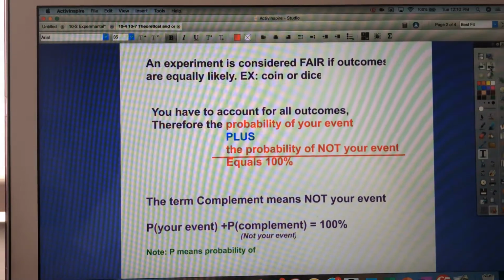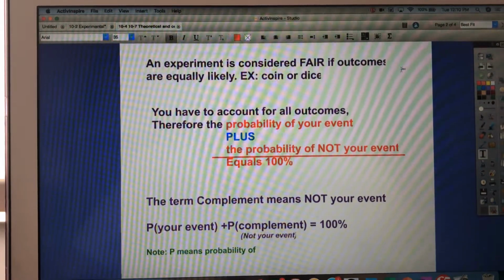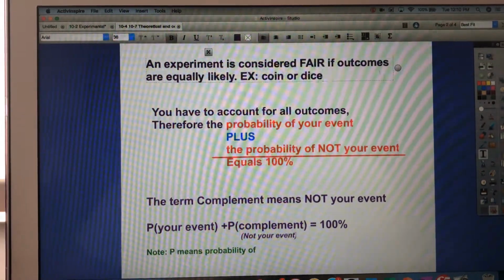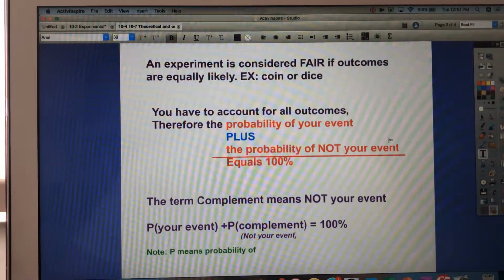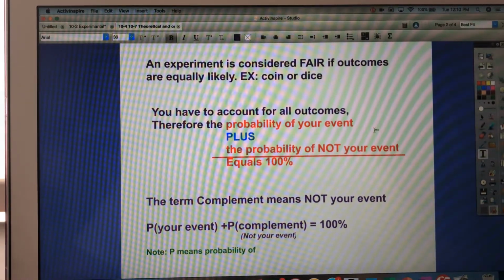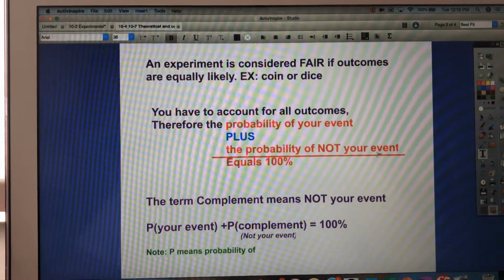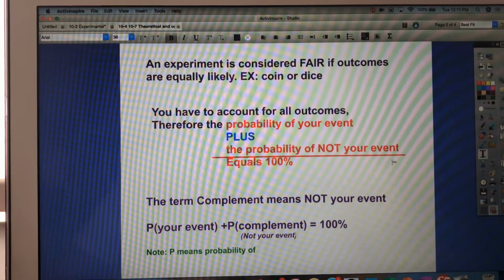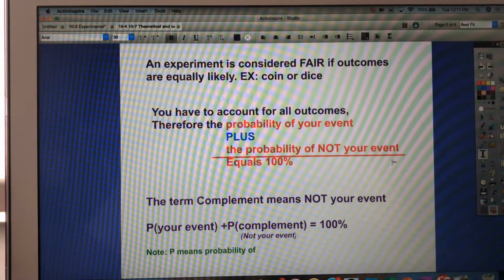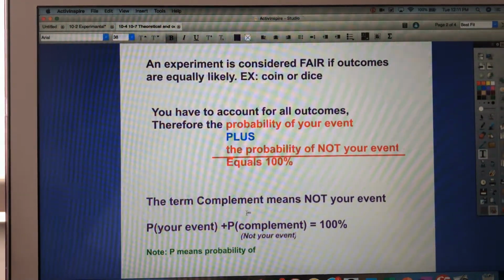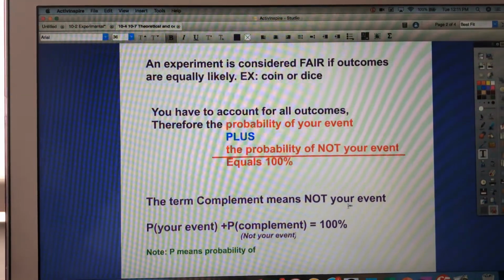An experiment is considered fair if the outcomes are equally likely. Example, a coin or a dice. You have to account for all outcomes. Therefore, the probability of your event plus the probability of not your event has to equal 100%. Either it happened or it didn't happen, but together they add to 100%. The term complement means not your event.